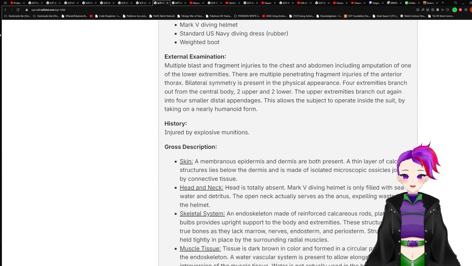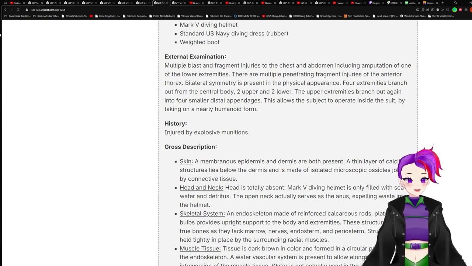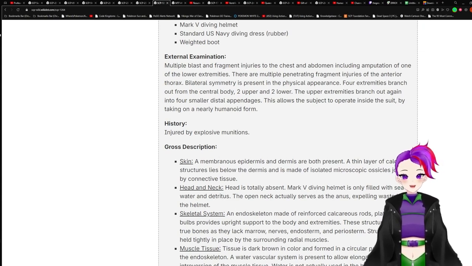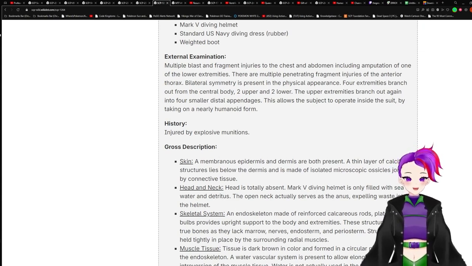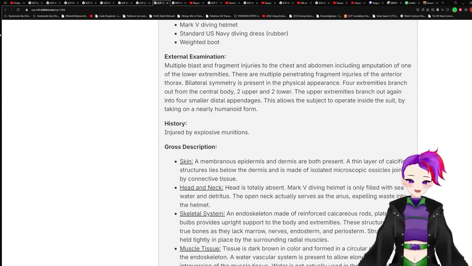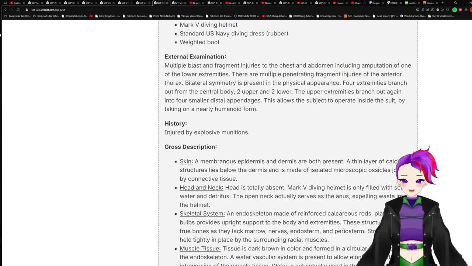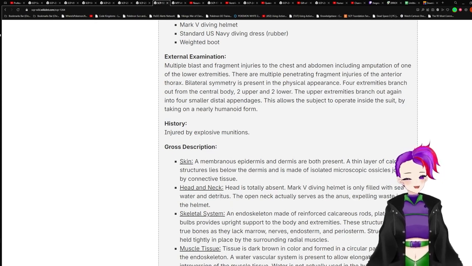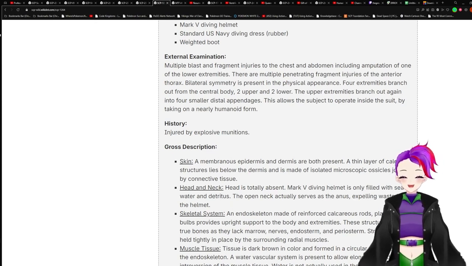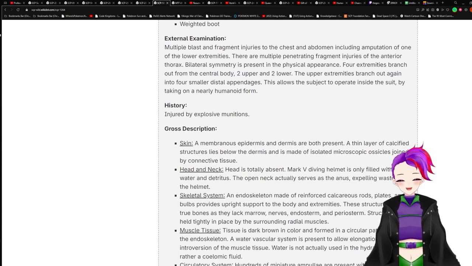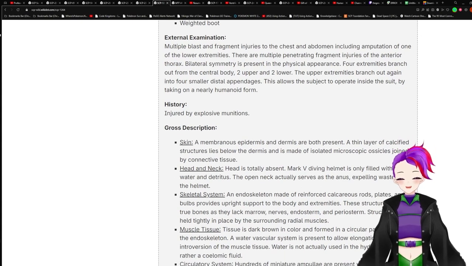External examination. Multiple blast and fragment injuries to the chest and abdomen include amputation of one of the lower extremities. There are multiple penetrating fragment injuries of the interior thorax. Bilateral symmetry is present in physical appearance. Four extremities branch out from the central body, two upper and two lower. The upper extremities branch out again into four smaller distal appendages. This allows the subject to operate inside the suit by taking on nearly humanoid form. History: injured by explosive munitions.